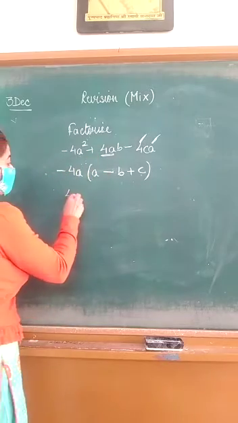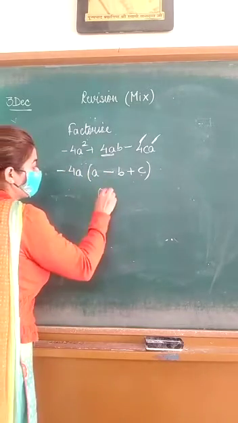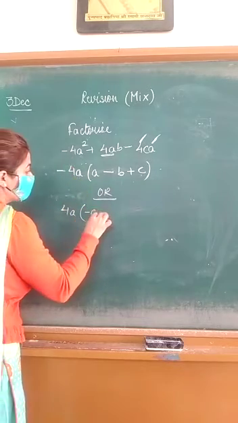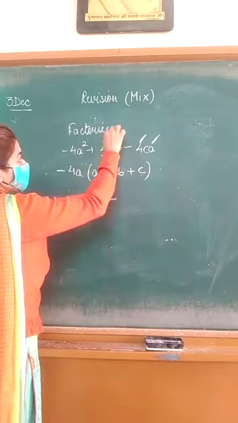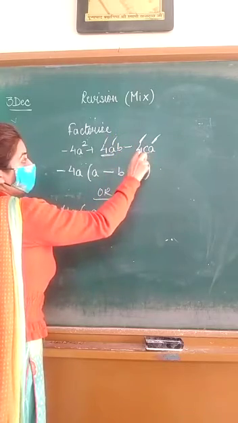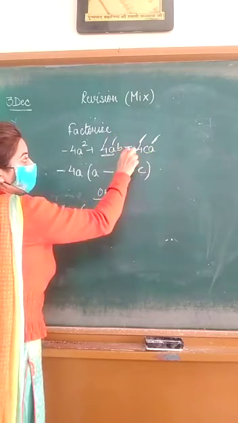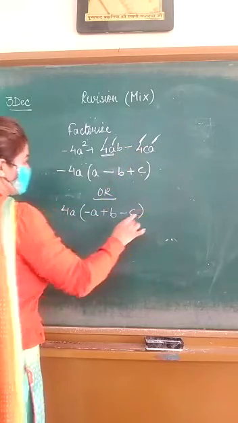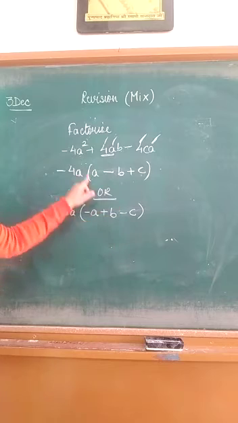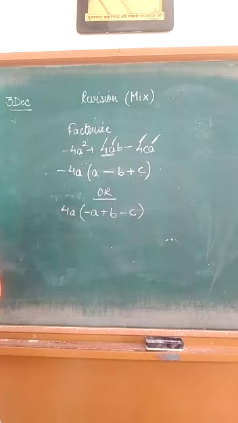And if you want to take only 4a common, this is the second method. If you take 4a common, you are left with minus a. From here, if you have taken 4a common, we are left with plus b. From here, 4a you have taken common, we are left with only minus c. So in these two brackets, terms are the same but the signs are different. So both are ways, you can go for any of the methods.